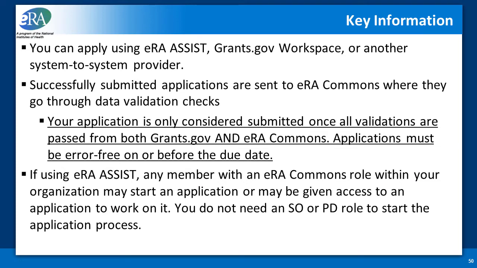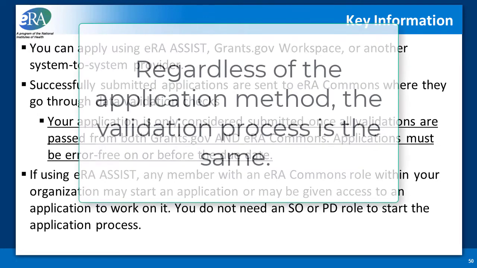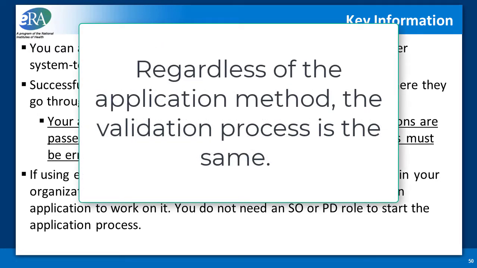If you decide to submit your application through grants.gov Workspace, then the account information here may be less relevant. But again, the errors and validations covered must be passed by your application, regardless of how you submit it.